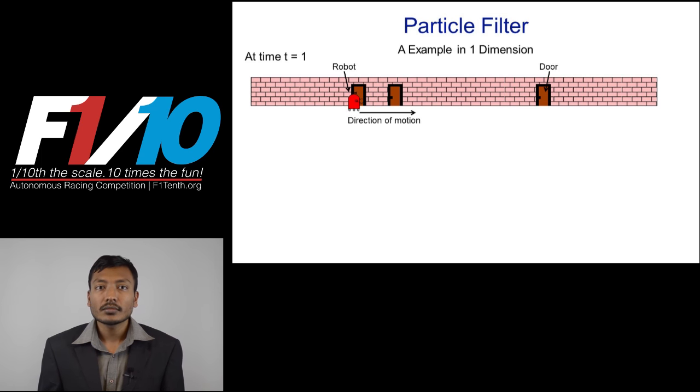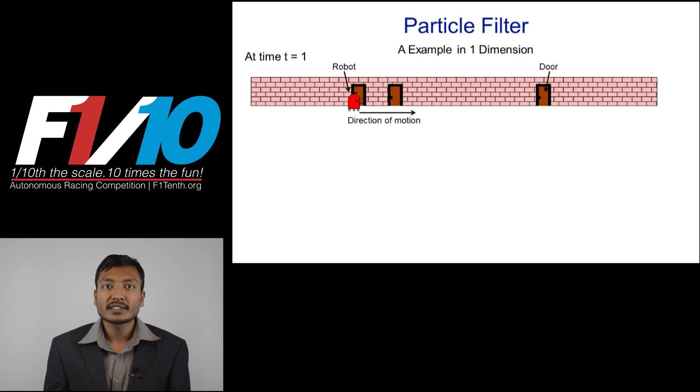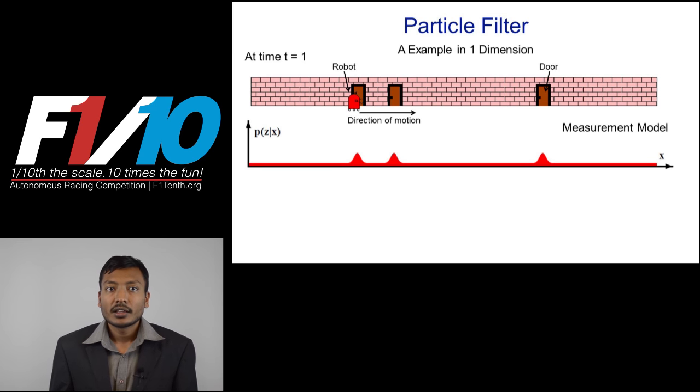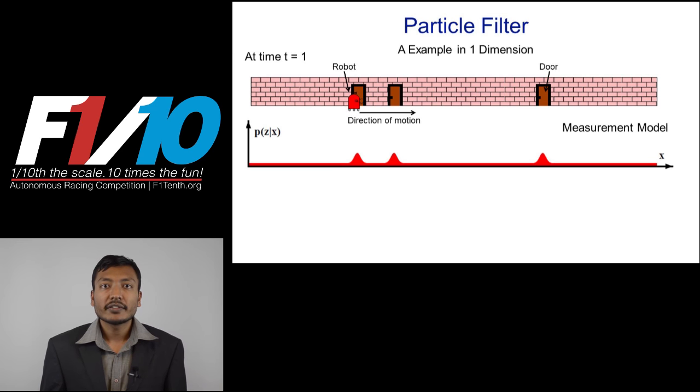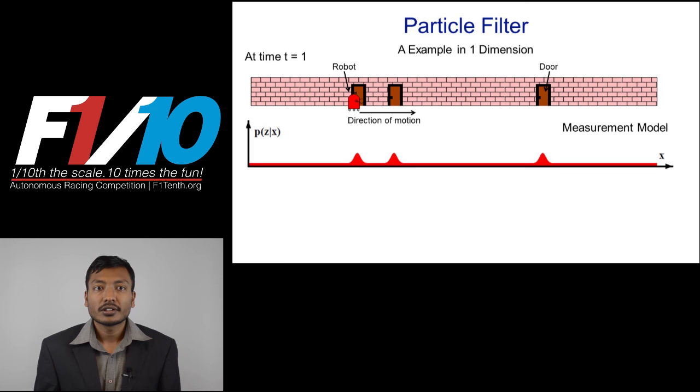At the first time step, the robot senses a door. So the probability of receiving this sensor measurement in the corridor is given by P(z|x), where z is the measurement from the sensor, in this case whether it is a door or not, and x is the position. We call this our measurement model. It denotes the sensor reading against the position.